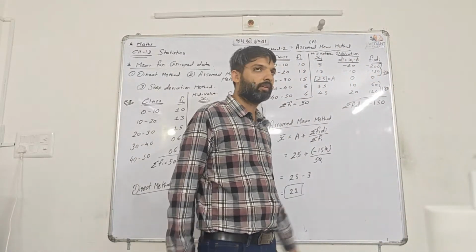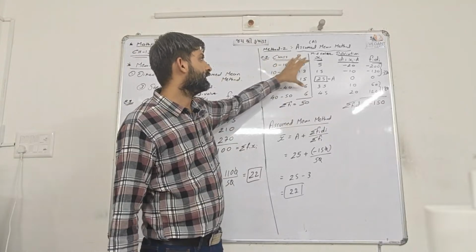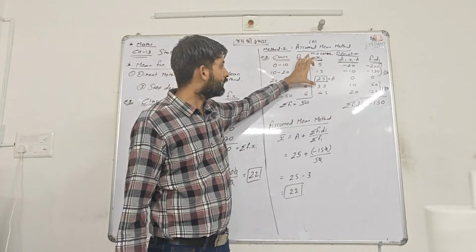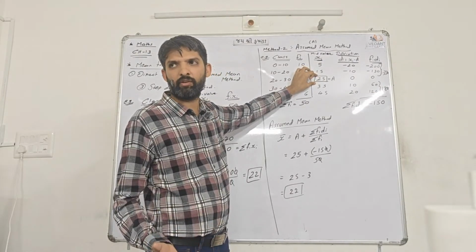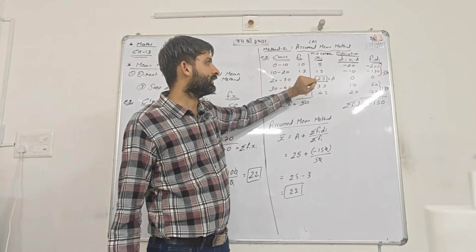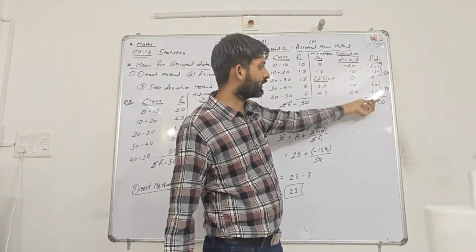Again, I am repeating the method. First, you have to find out the xi value. From the xi value, you have to select any one value. Why are we selecting the center value? So that the negative and positive cancel and the value becomes smaller.